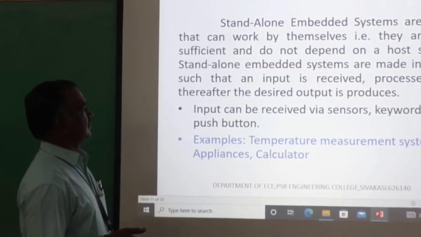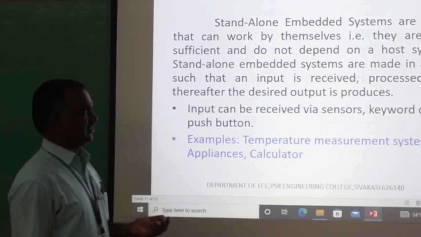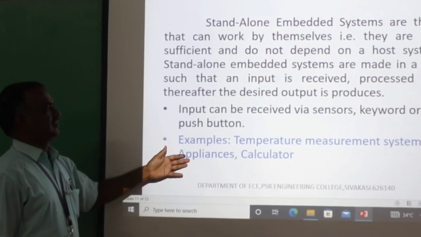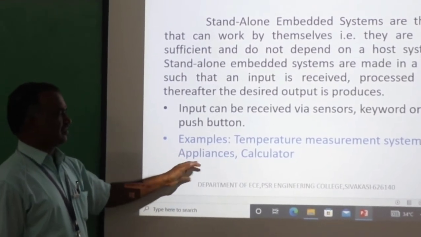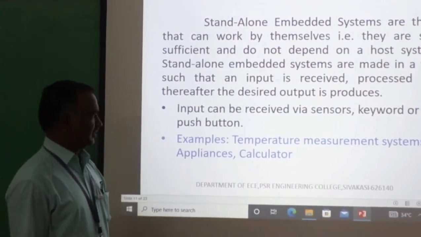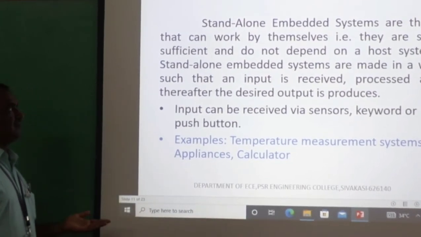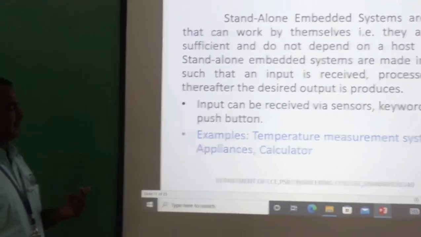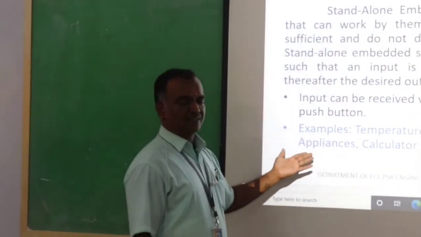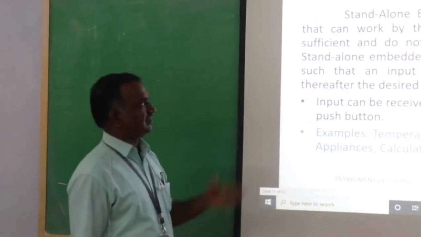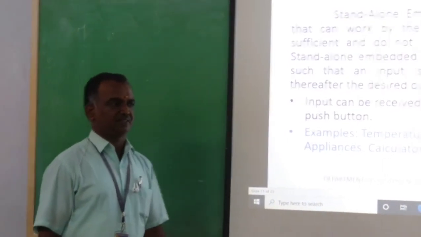The input may be received via sensors, a keyboard or a push button. These are examples of standalone embedded systems: temperature measurement systems, some basic appliances like a calculator, or the washing machines we use at home. These are all under the category of standalone embedded systems.